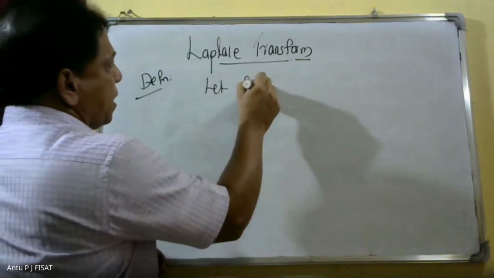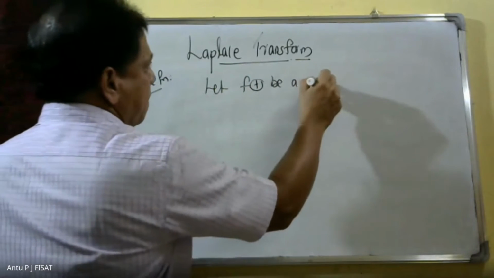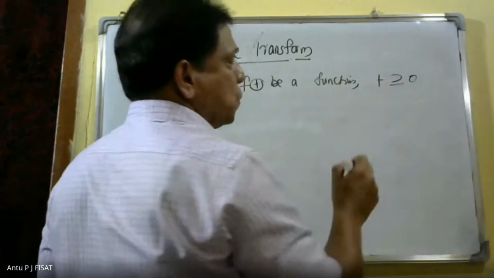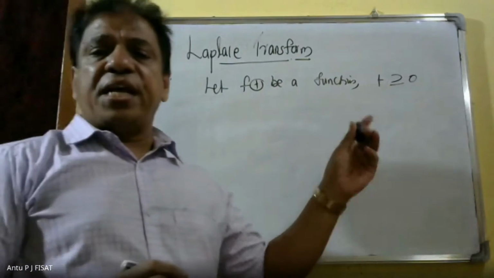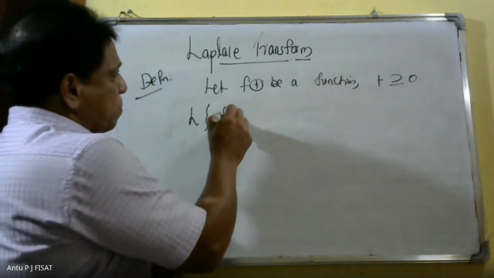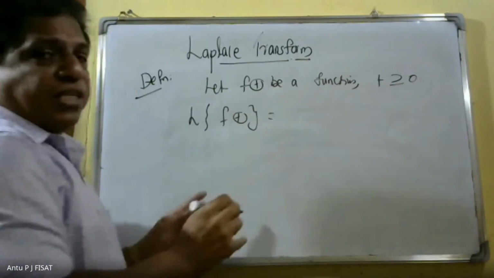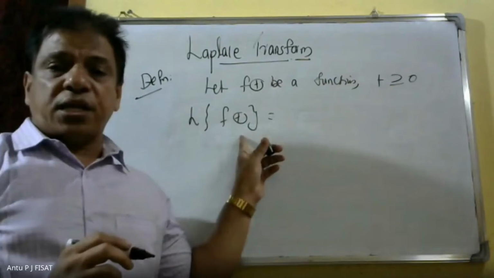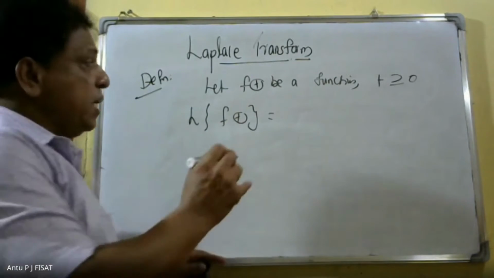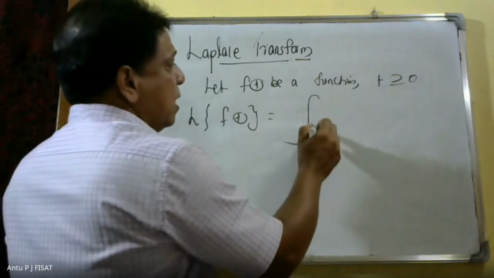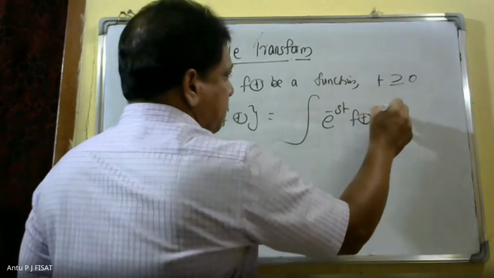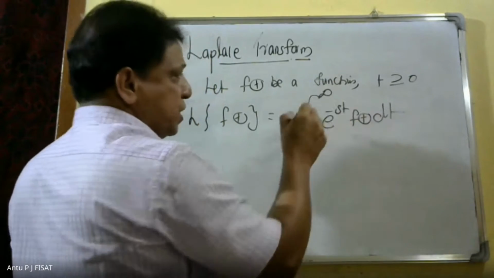Let f of t be a function, where t is greater than or equal to 0. Then the Laplace transform of f of t, which is denoted by L of f of t, is defined as the integral of e raised to minus st into f of t dt within the limit 0 to infinity.